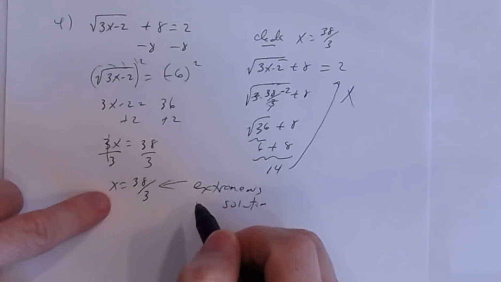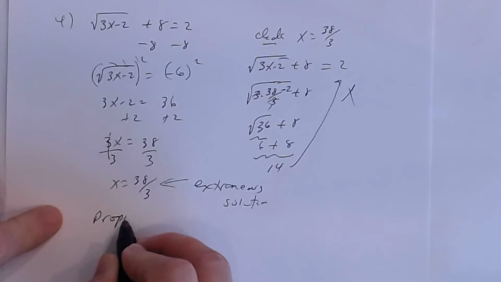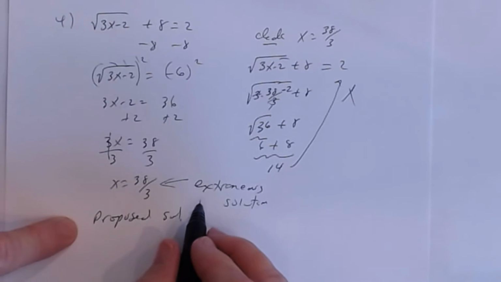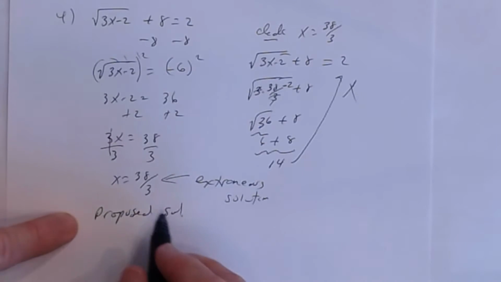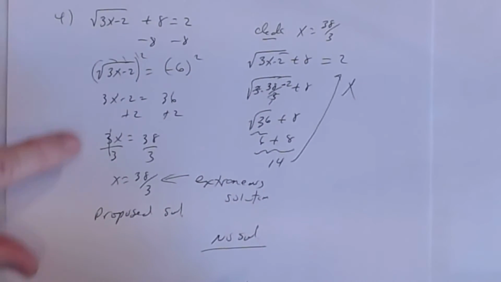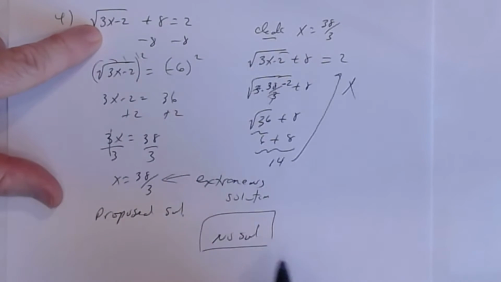Since that was our only proposed solution, and it turns out to be a false solution, then we say our answer will be no solution. So this equation has no solution. That's what you would write: no solution.